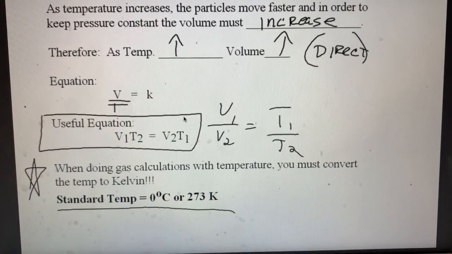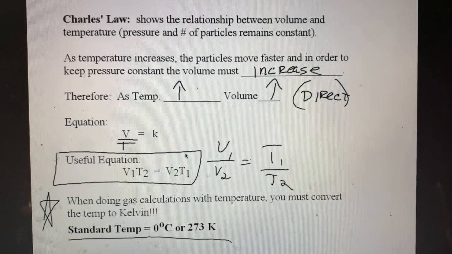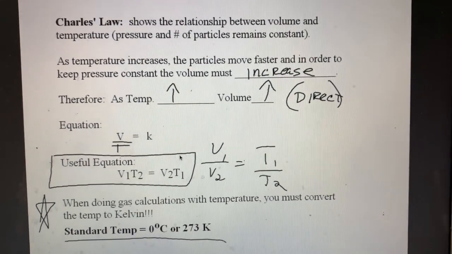All right. Ahead in your notes, you have 2 practice problems with Charles's law. If you would like to pause the video and give those a try, that would be a great idea.